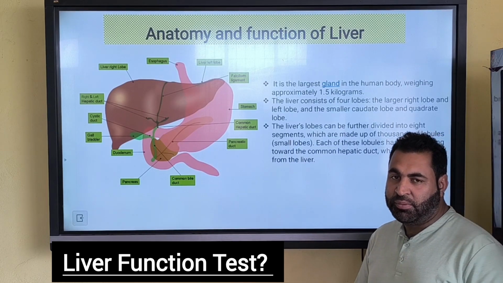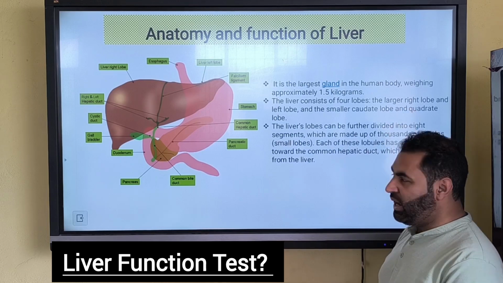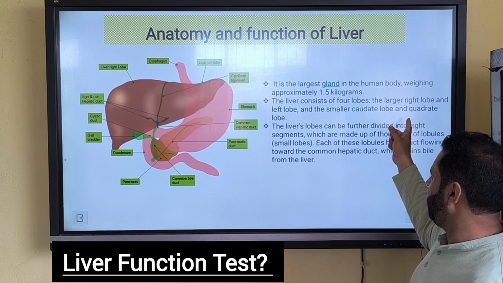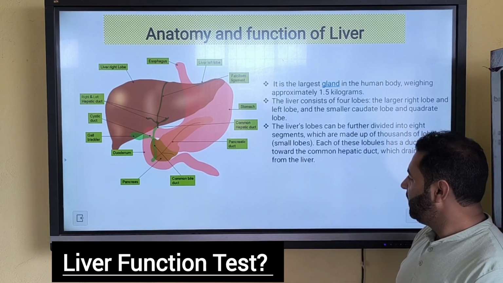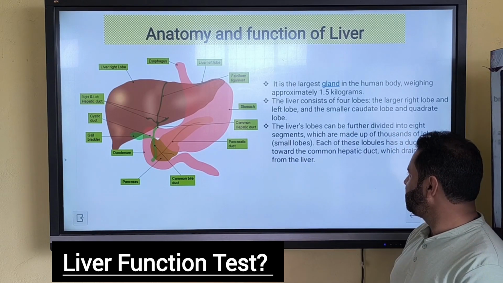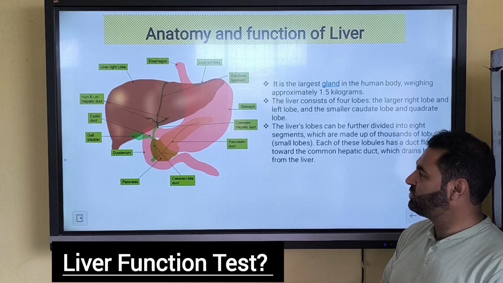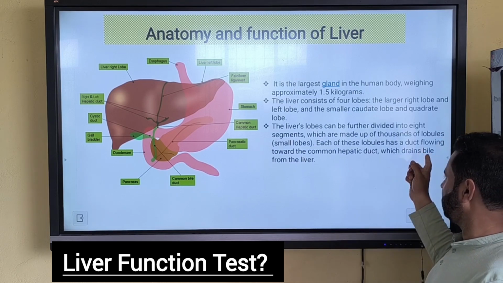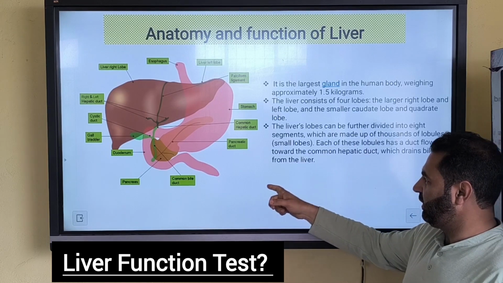The liver consists of four lobes, the larger right lobe and left lobe, and then we have the small quadrate lobe. Liver lobes can be further divided into 8 segments, which are made up of thousands of lobules, smaller lobes. Each of these lobules has a duct flowing towards a common hepatic duct, which drains bile from the liver.